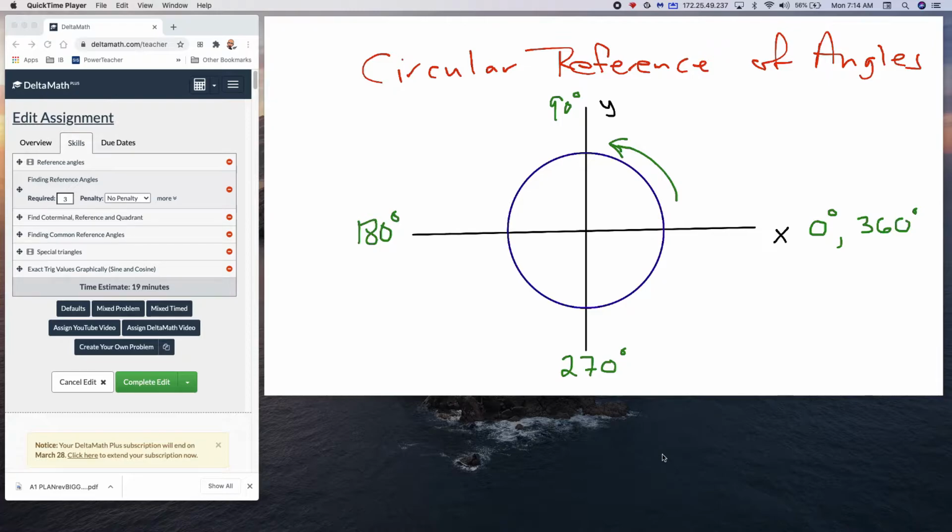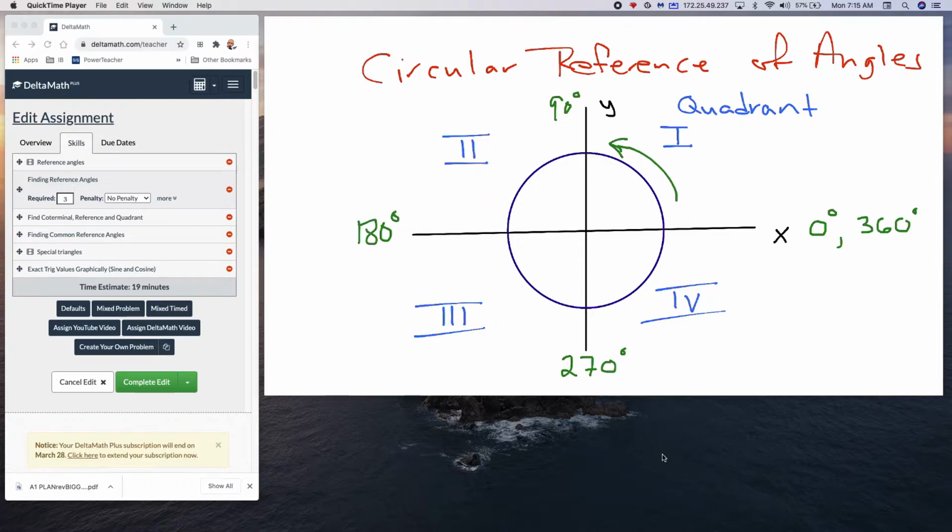I want to talk about the quadrants. So there are 4 quadrants in this diagram. This is quadrant 1. This is quadrant 2. This is quadrant 3. And this is quadrant 4. It's always, again, in a counterclockwise rotation.